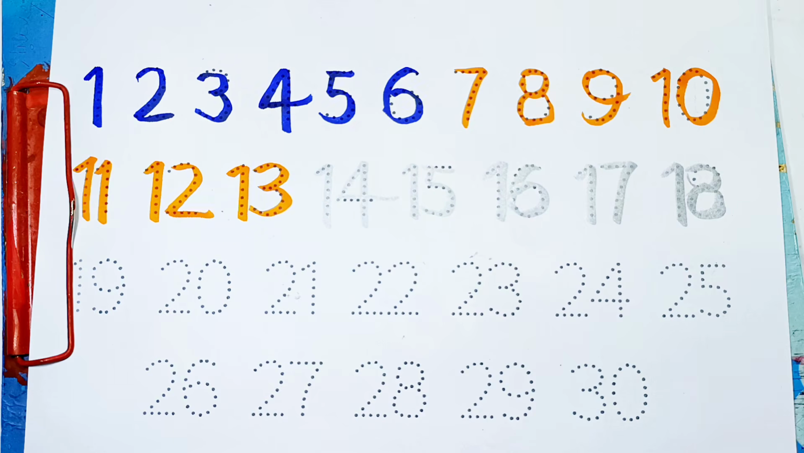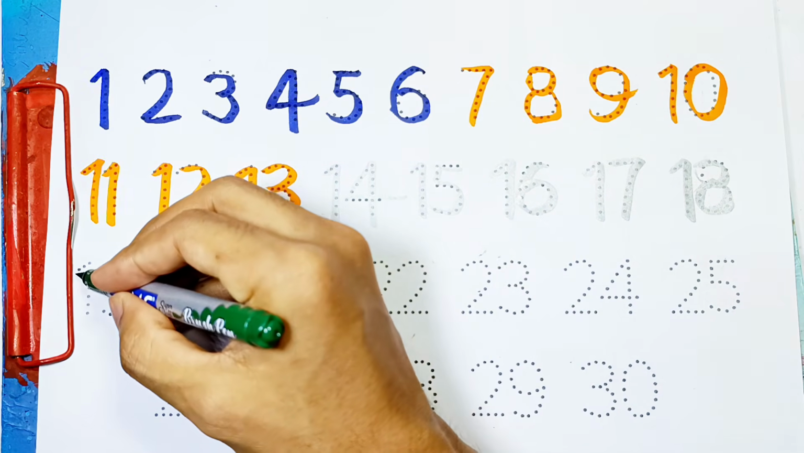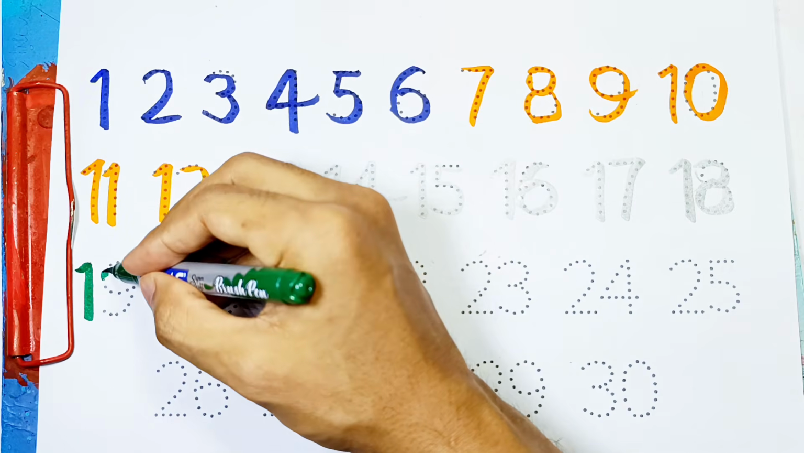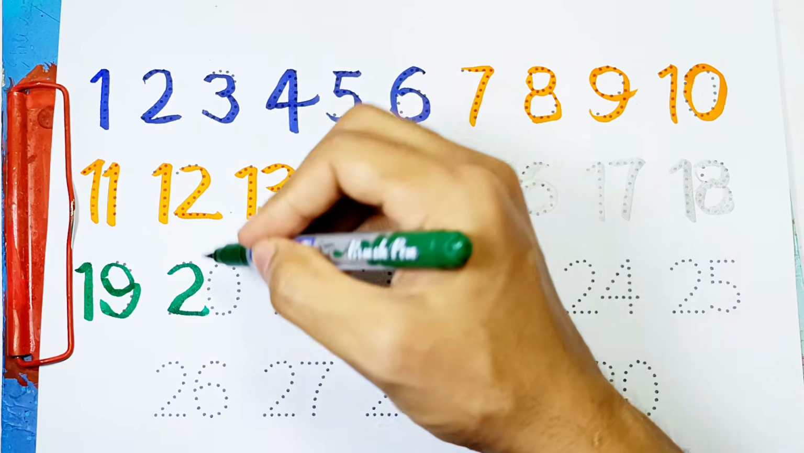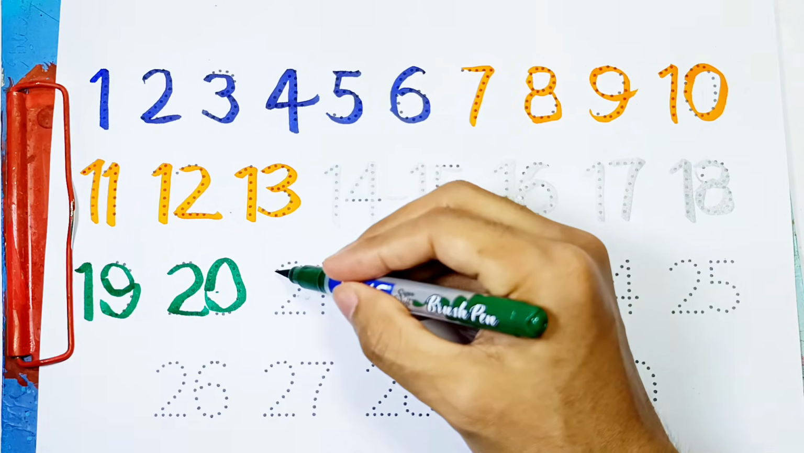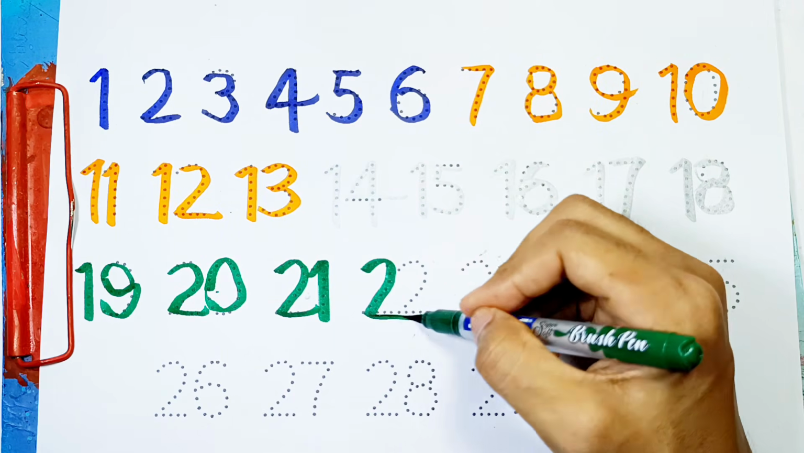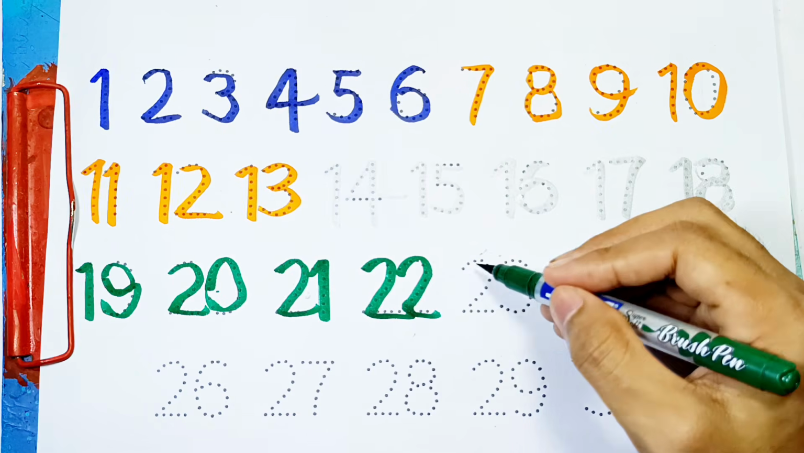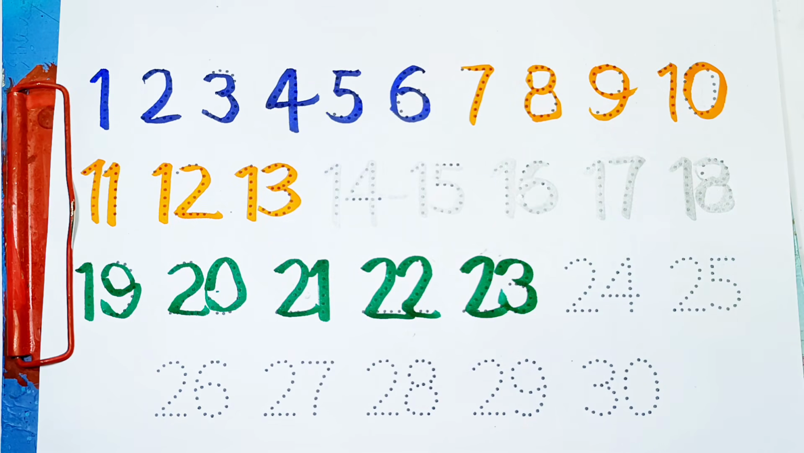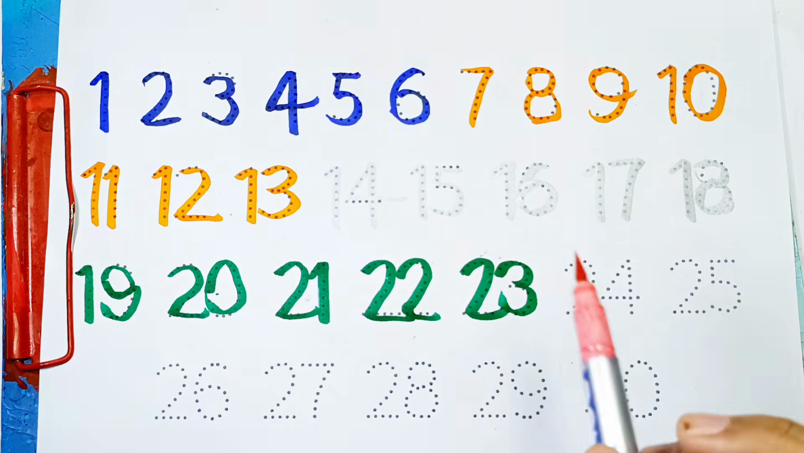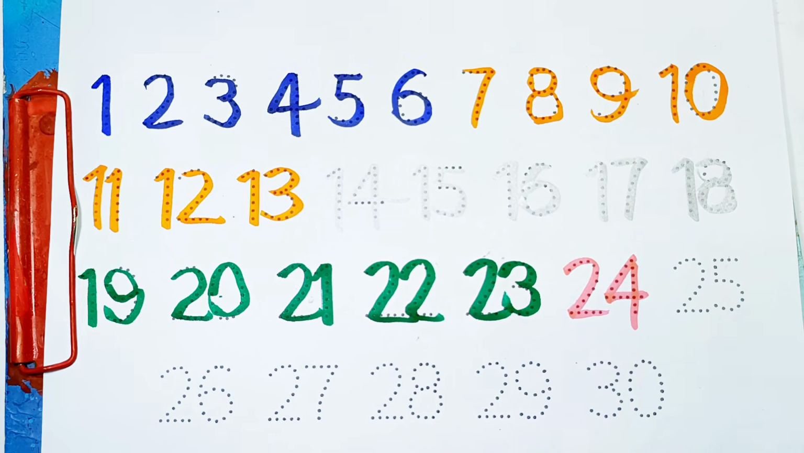The next one is 19. Kids, now we're using the color of dark green. 19. Stay with us. The next one is 20, 21, 22. The next one is 23. Exactly. The next one is 24. Light pink color. 24. The next one is 25.